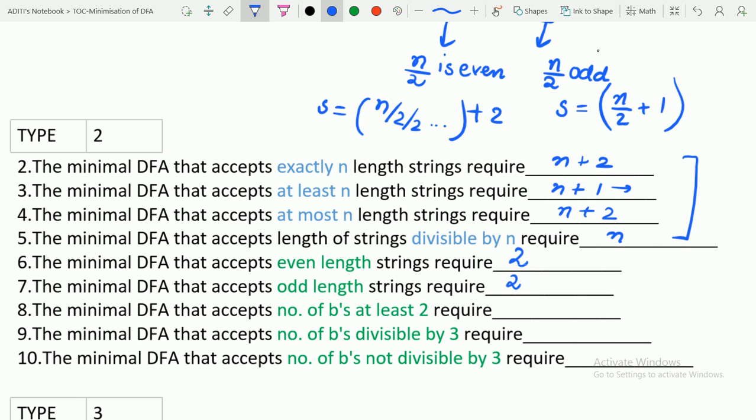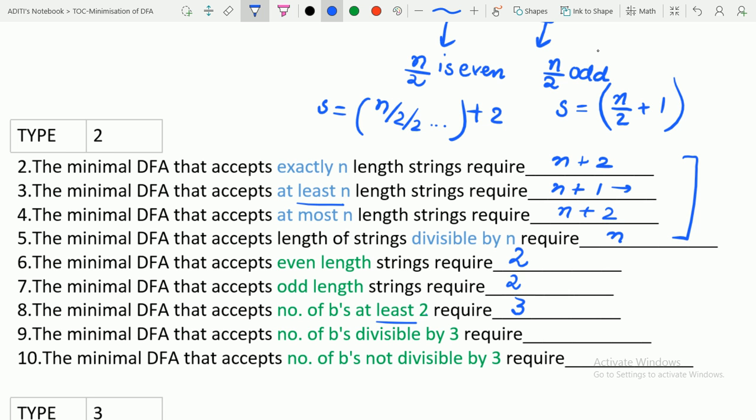Now the minimal DFA that accepts number of B's at least 2 can be found by this formula: at least n will require n plus 1 states. Here n is 2, so it will require 3 states.